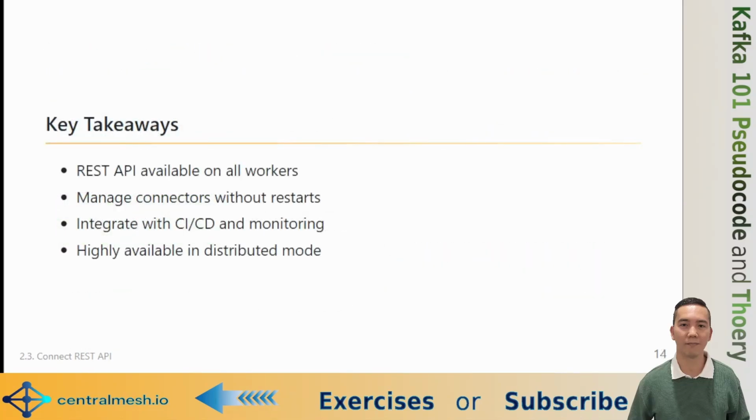Let's summarize the key points from this lesson. Every Kafka Connect worker exposes a REST API, typically on port 8083. The API is available on all workers because connector state is shared through Kafka internal topics. Using the REST API, we can create, update, monitor, pause, resume, restart, validate, and delete connectors without restarting workers. This makes Kafka Connect highly manageable, highly available, and easy to integrate with automation platforms, monitoring systems, and CI/CD pipelines. In the next lesson, we'll examine how Kafka Connect achieves parallelism, fault tolerance, and how work is distributed across workers.